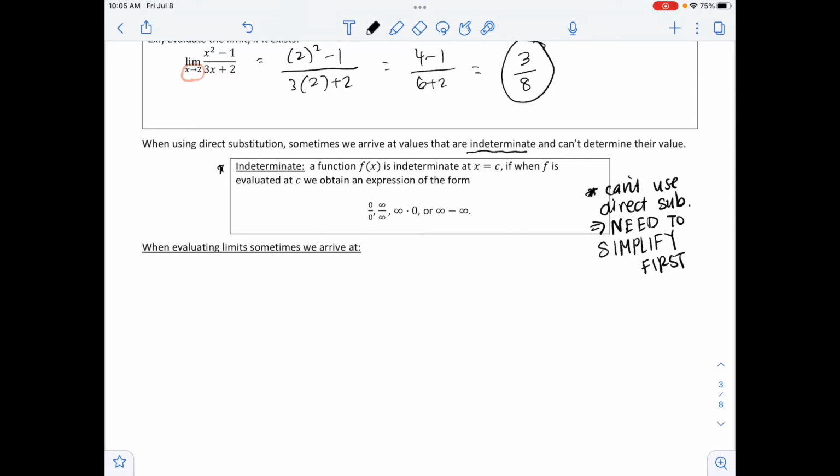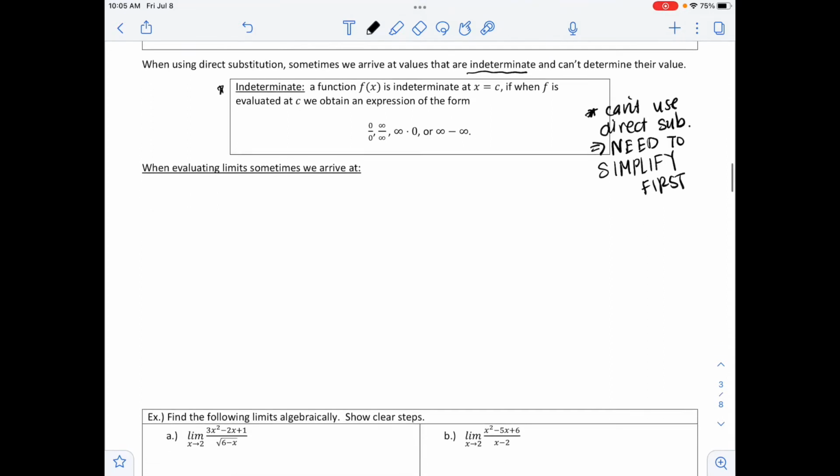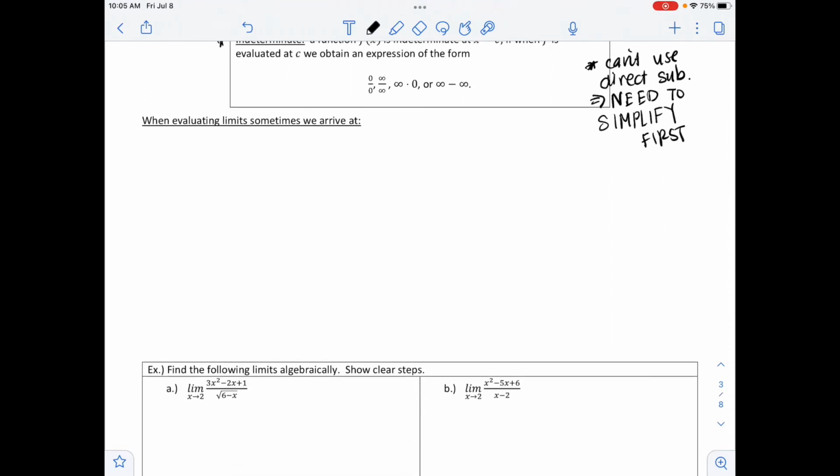And once we have this simplified, we can try direct substitution again and hopefully arrive at a value and an answer from direct substitution. So right below this, it says when evaluating limits, sometimes we arrive at some unique answers, and so there's 3 of these. Sometimes you arrive at 0 over a number. I want you to note that's not indeterminate. Indeterminate is going to be 0 over 0. Or we might arrive at a number over 0, which again is not indeterminate. Or we might arrive at 0 over 0, which is indeterminate.